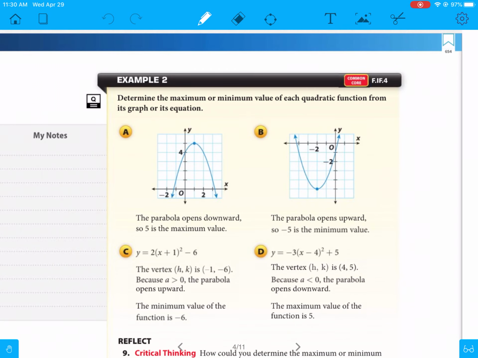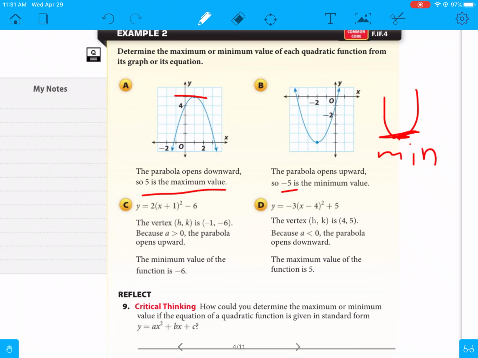So if you look at example 2, right here it says determine the maximum or minimum of each quadratic function from the graph. So right here you can say that it has a maximum at 1, 2, 3, 4, 5. So this one has a maximum of 5. Letter B, it has a minimum of negative 5. So when it's down, that's the minimum. That's your minimum down there.